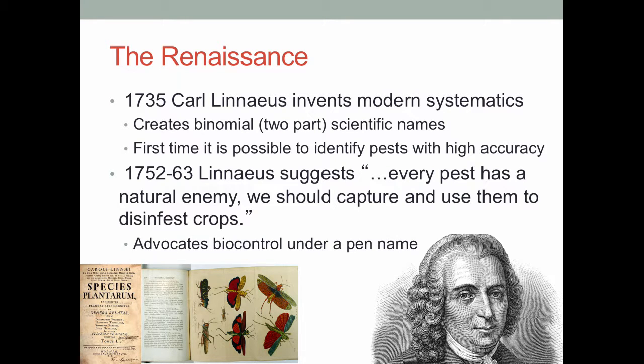The other thing Linnaeus did, and he did this under a pen name, so he never did this in his own books, but through his research and looking at all these organisms, he came to the conclusion that, quote, every pest has a natural enemy, and that we should capture and use these to disinfest crops. So he was one of the early people really advocating for biocontrol in Europe. So yeah, he's kind of ahead of the times on that as well.